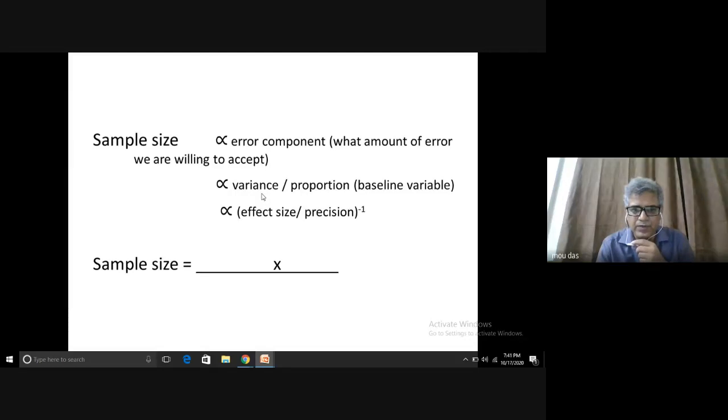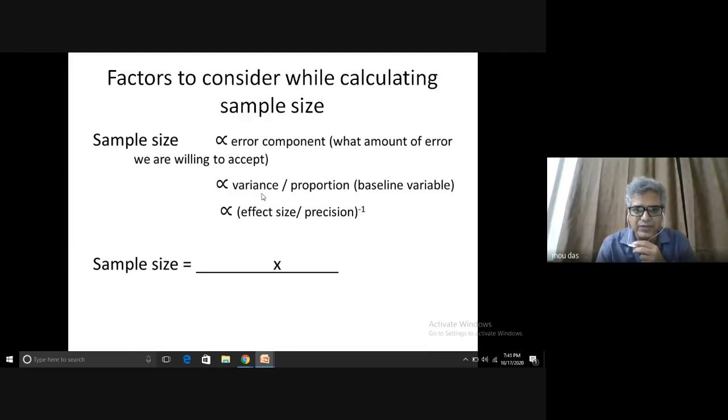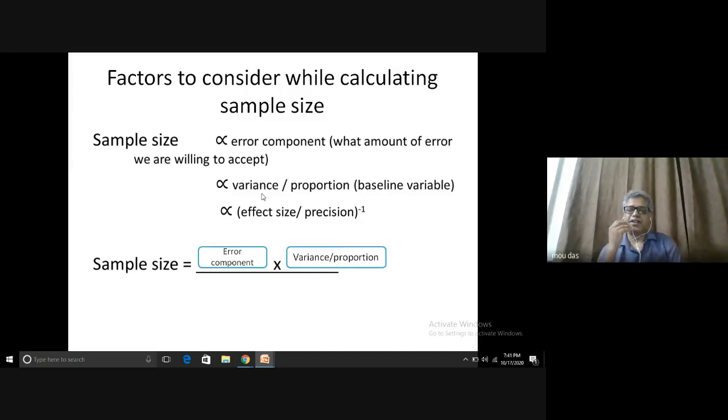So simply we write: sample size is equal to error component into variance or proportion component, divided by the effect size or precision component. This is the basic formula for sample size. For any sample size calculation, this is the basic formula.